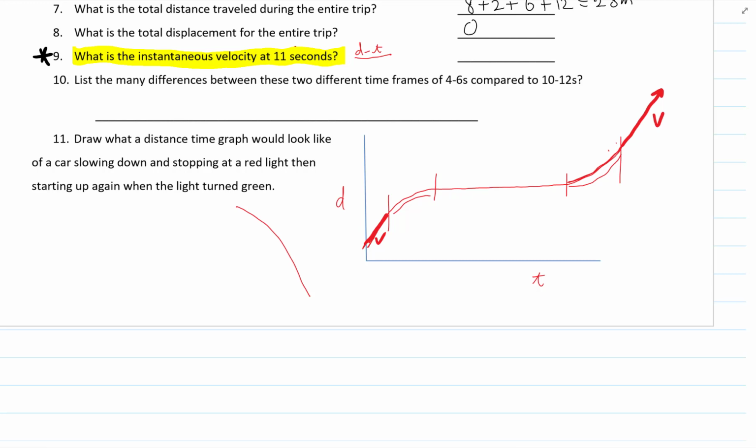So this is an object moving forward, slowing down at rest, starting to go forward and at a constant speed.